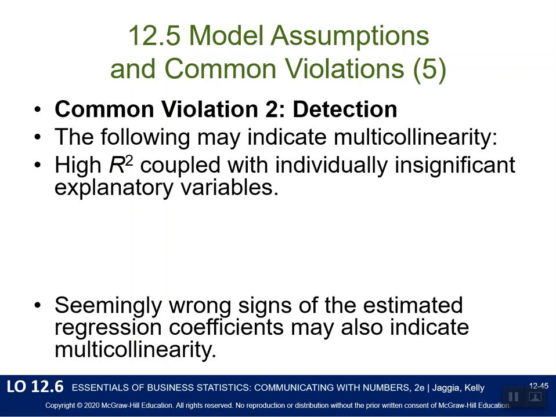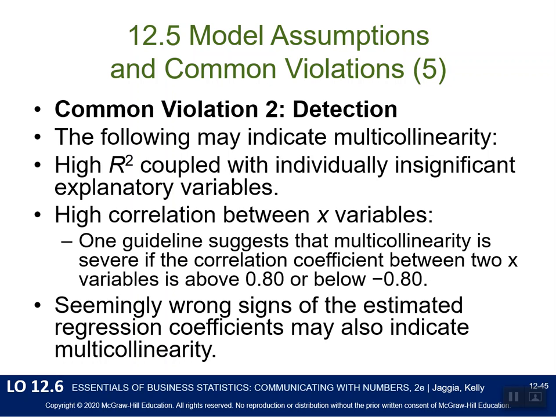Now, one way that we may detect multicollinearity, because there's not really a good test for it, is if your R squared is very high, but each of the individual variables, the coefficients, are relatively low or insignificant, okay? So maybe they have high p-values. That's kind of a clue that there's some collinearity there. Also, multicollinearity is indicated if you have a correlation coefficient between two x variables that's either very high or very, very low.